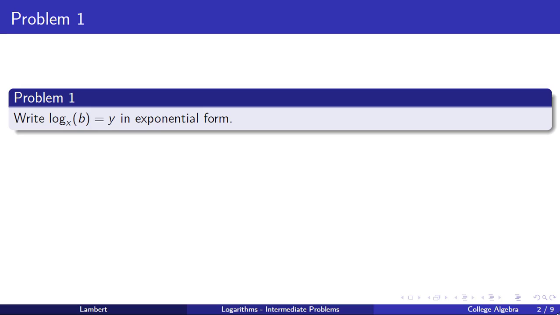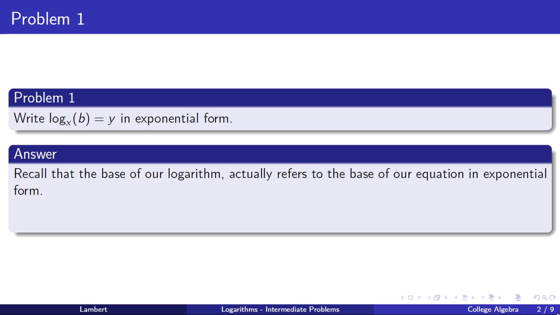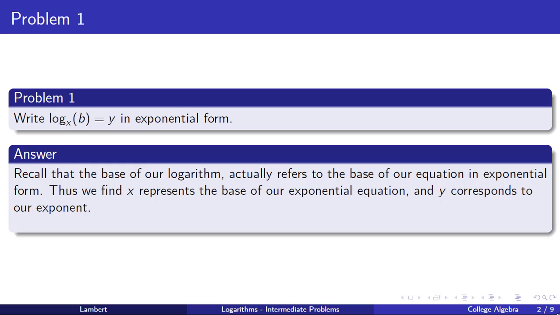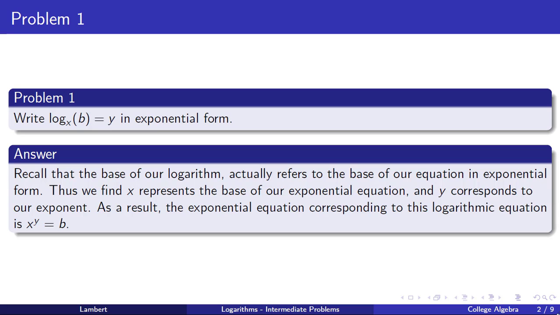Write log base x of b equals y in exponential form. So from the definition of logarithms, we know that x value down in the base of the logarithm will become our exponent. So what that means is that we should have x raised to some power. And where does the exponent come from? Well, it comes from the other side of the equal sign. So it's going to be that y value. So we have x representing the base, and then y is our exponent. So that means we have our exponential equation being x to the y equals b.